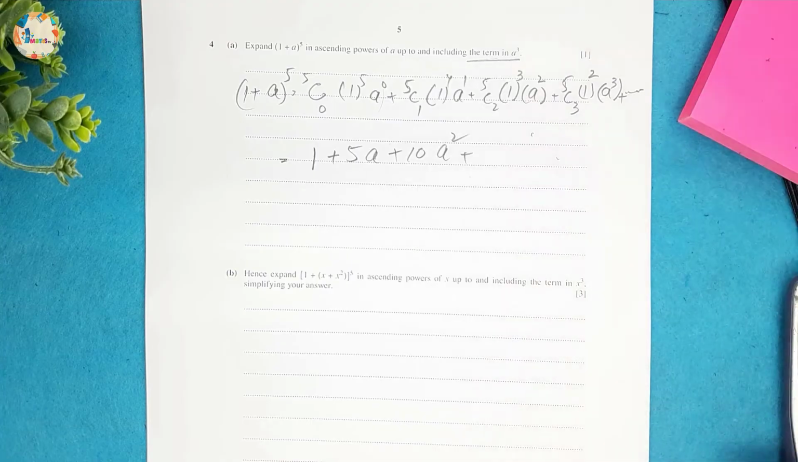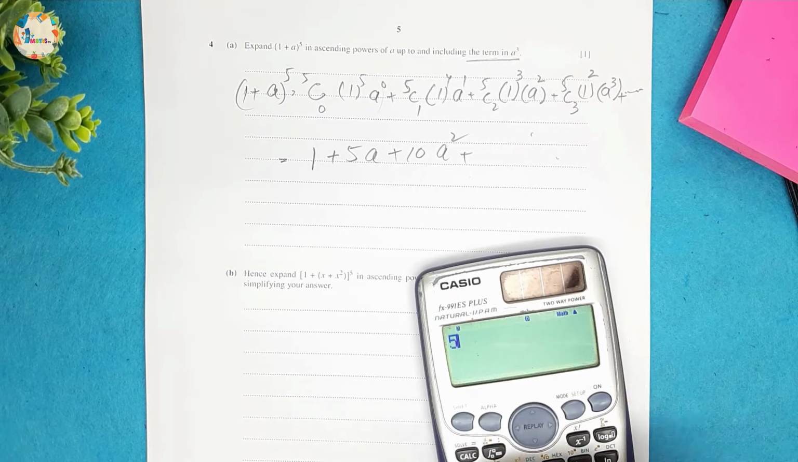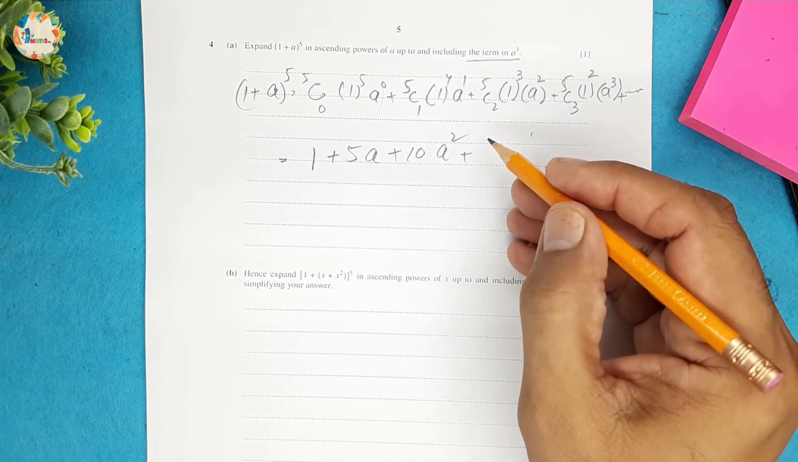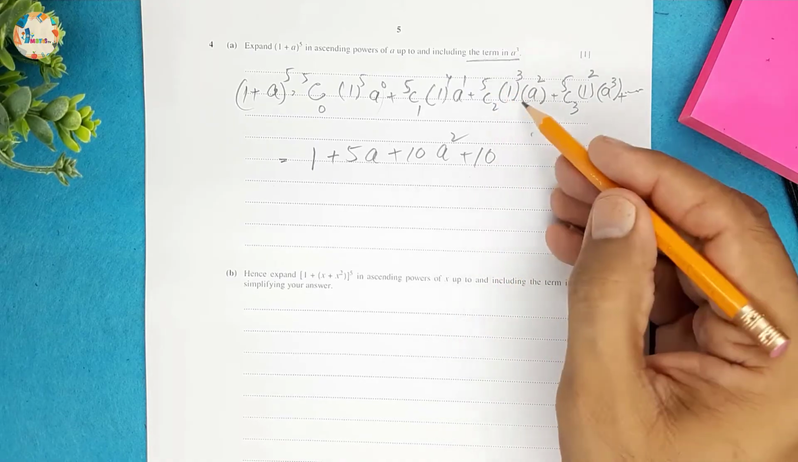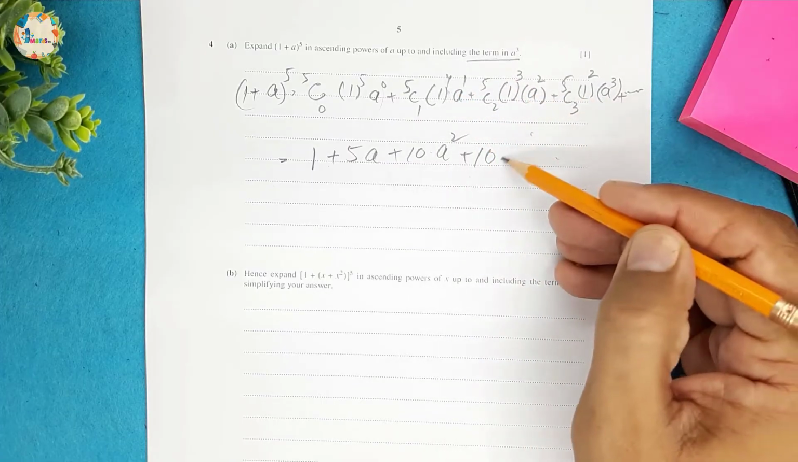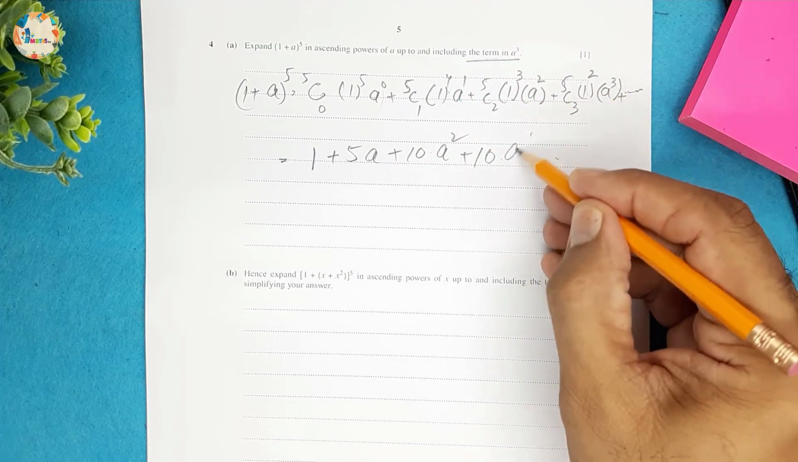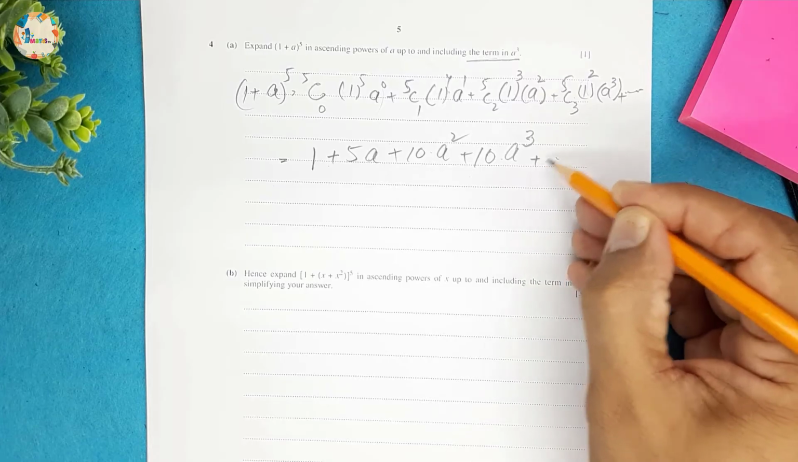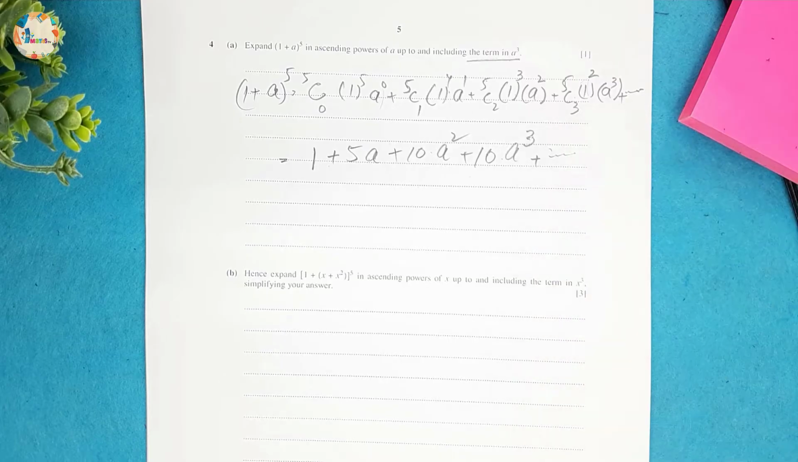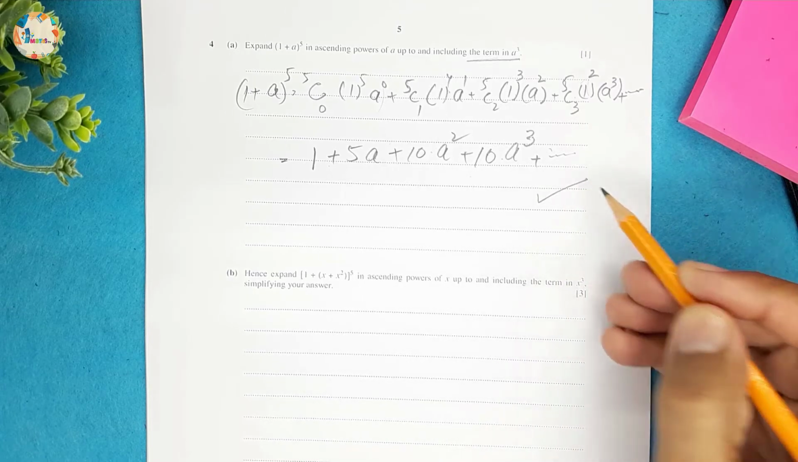So plus 5c3 will be equal to 10. So we can write this one as 10, 5c3, basically 1 2 3 and 4th term. So this is 10, and this one will be 1, so a cube. And higher terms we are leaving those higher terms. So this will be basically the expansion of this one, which is required. So this will be our final answer.